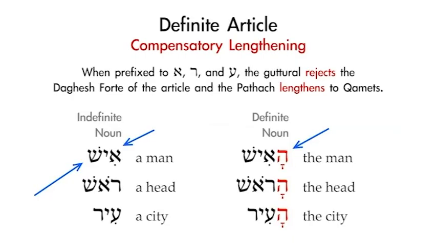You can see the same phenomenon in the next two examples where we have rosh and ir prefixed with the definite article, spelled he qamets. The reason for that is because the Dagesh Forte, an important part of the spelling of the definite article, has been rejected by the guttural, and it causes that pathach or short a vowel to lengthen to the long a. And that is why we call this category compensatory lengthening, because the vowel lengthens or compensates for the loss of the Dagesh Forte by lengthening.